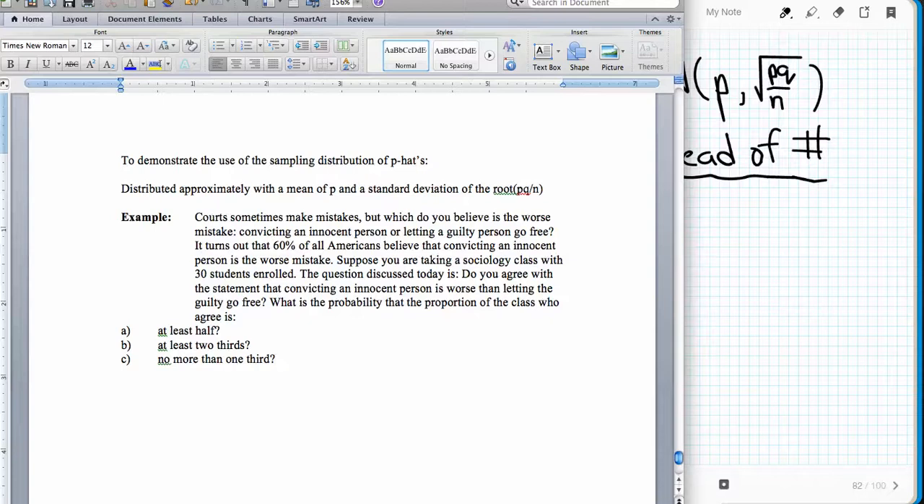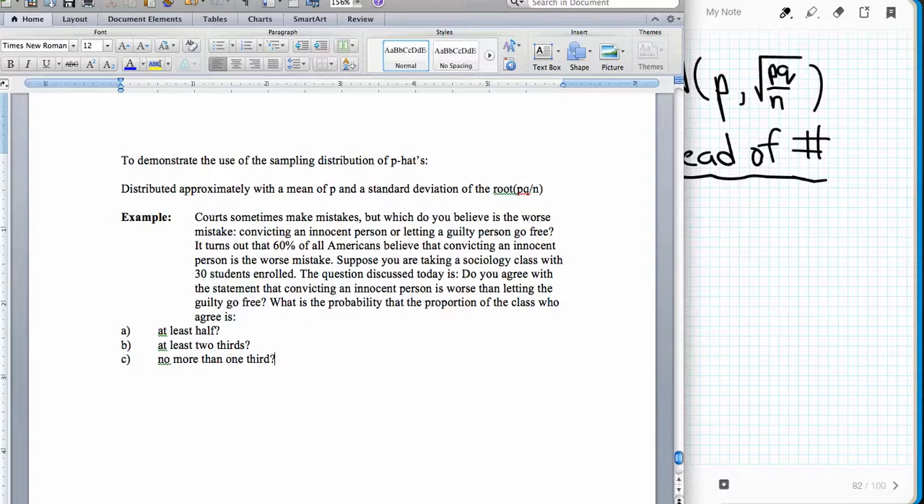Suppose you're taking a sociology class with 30 students enrolled. The question discussed today is, do you agree with the statement that convicting an innocent person is worse than letting the guilty person go free? What's the probability that the proportion of the students in the class who agree is at least half, at least two-thirds, no more than a third?